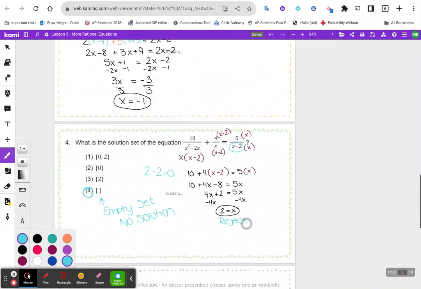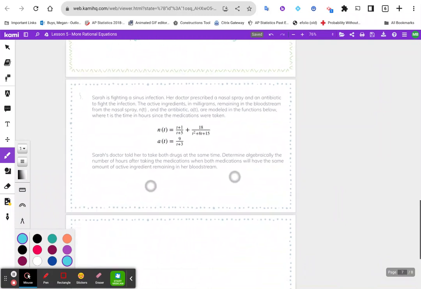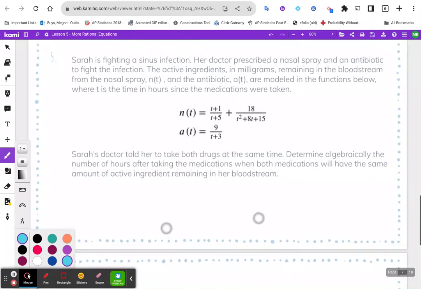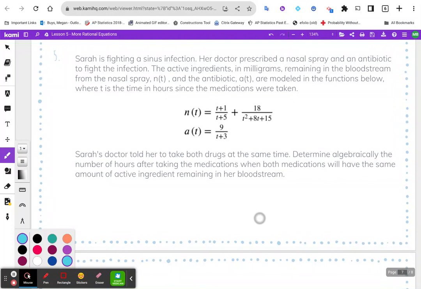Okay, last question. A little bit of a big one from the Regents here. So we've got Sarah who is fighting a sinus infection. Her doctor prescribed a nasal spray and an antibiotic to fight the infection. The active ingredients in milligrams remaining in the bloodstream from the nasal spray, N of T, and the antibiotic, A of T, are modeled in the functions below, where T is the time in hours since the medications were taken. Sarah's doctor told her to take both drugs at the same time. Determine algebraically the number of hours after taking the medications when both medications will have the same amount of active ingredients remaining in the bloodstream.